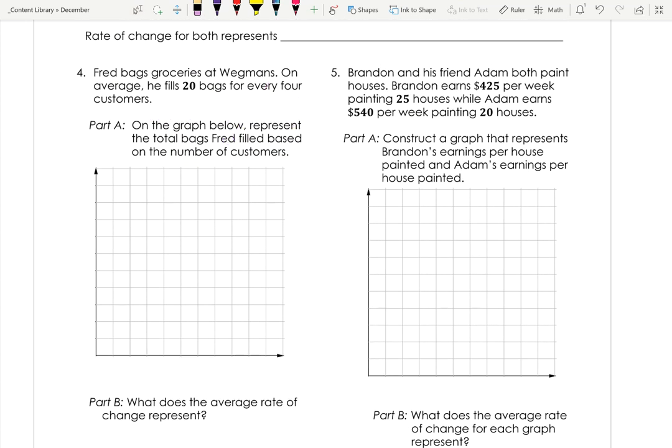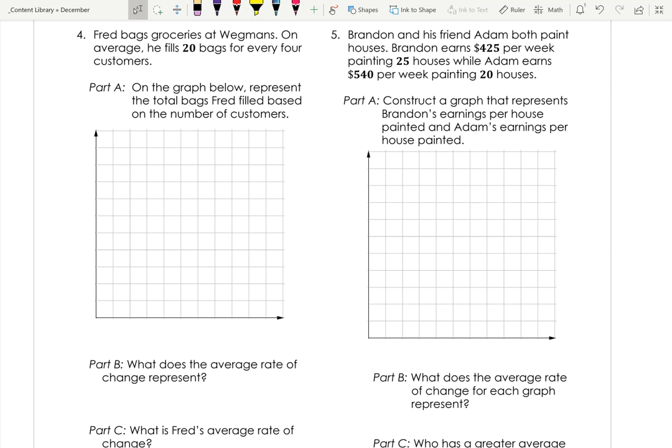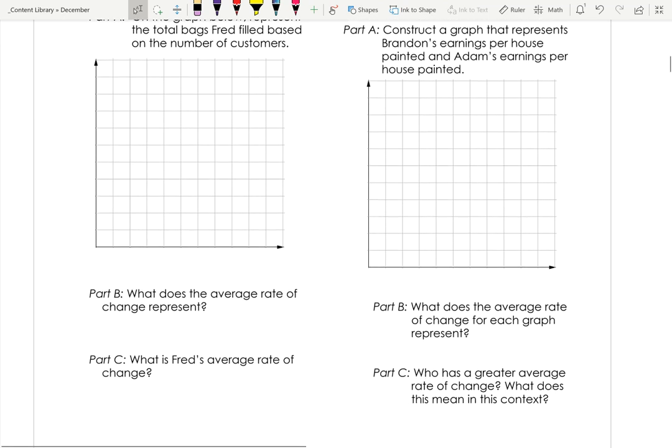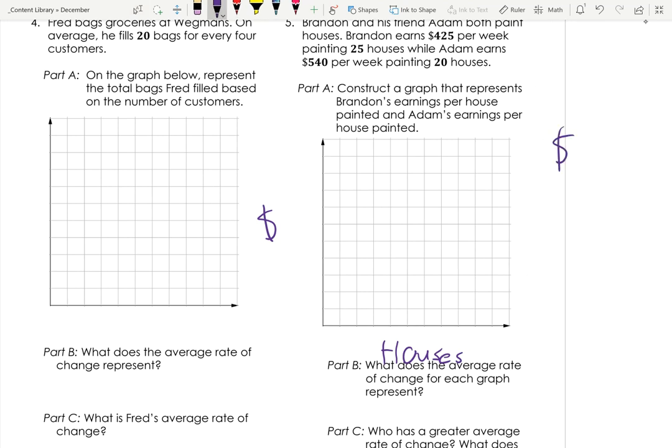And now number 5. Brandon and his friend Adam both paint houses. Brandon earns $425 per week painting 25 houses, while Adam earns $540 per week painting 20 houses. Construct a graph to represent both their earnings. Okay, so I'm going to have houses as my x-axis, and then we'll put dollars as my y-axis. Because essentially what we're looking for is how much money they make per house, right? That's how I knew to put money as my y-axis, houses as my x-axis, similar to the last problem.